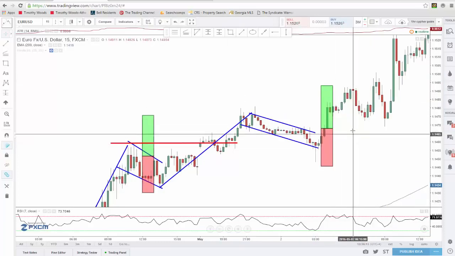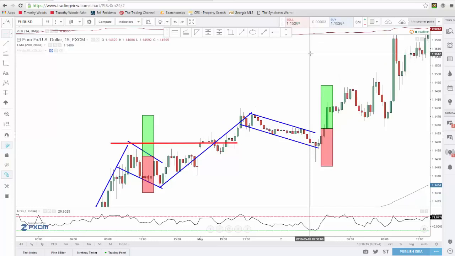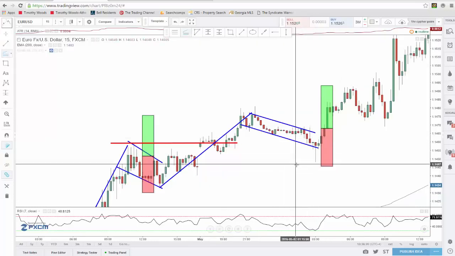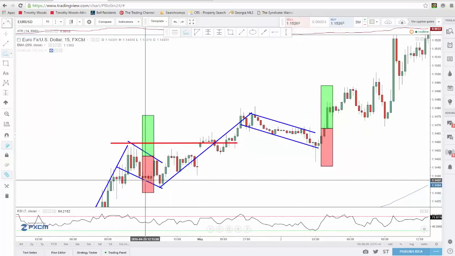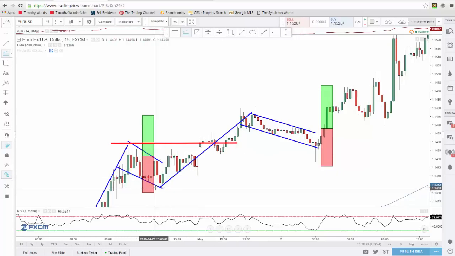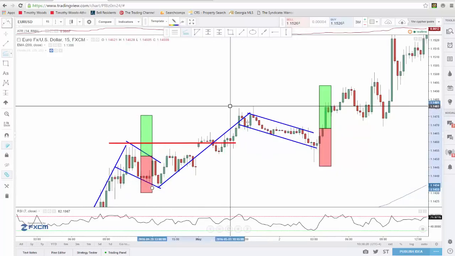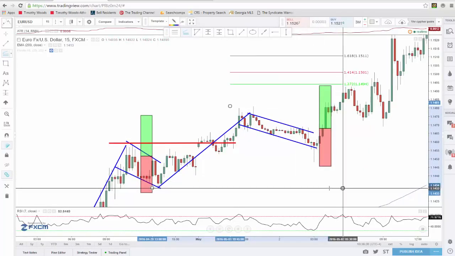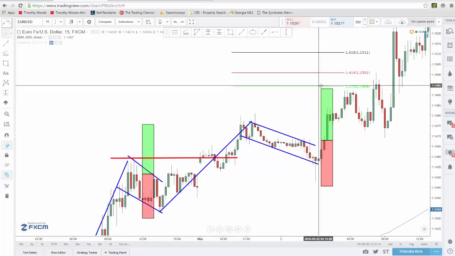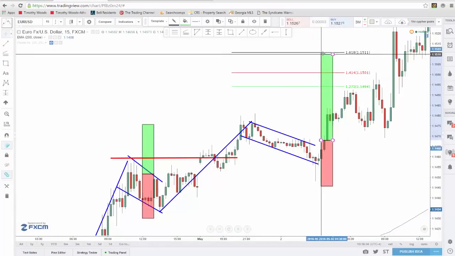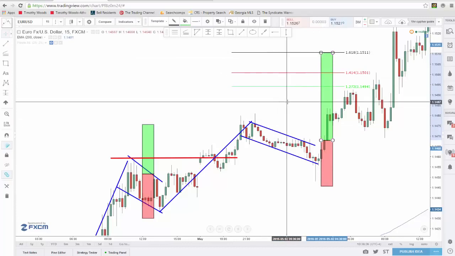Obviously, you can take much more than a 1-to-1 risk reward for your targets. You can use extensions or inversions. You can use an extension of your previous low to high here and down, and take your targets at a 127, a 1414, or a 1618 extension.